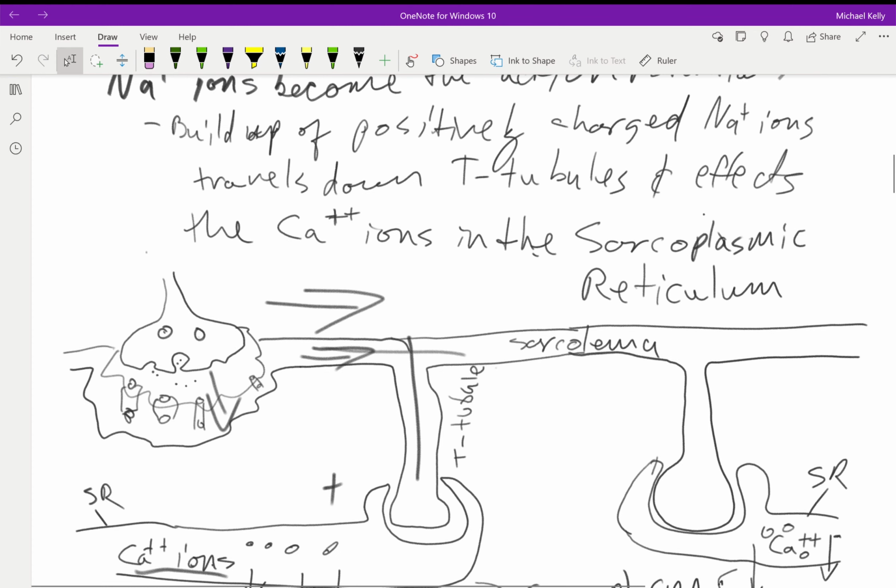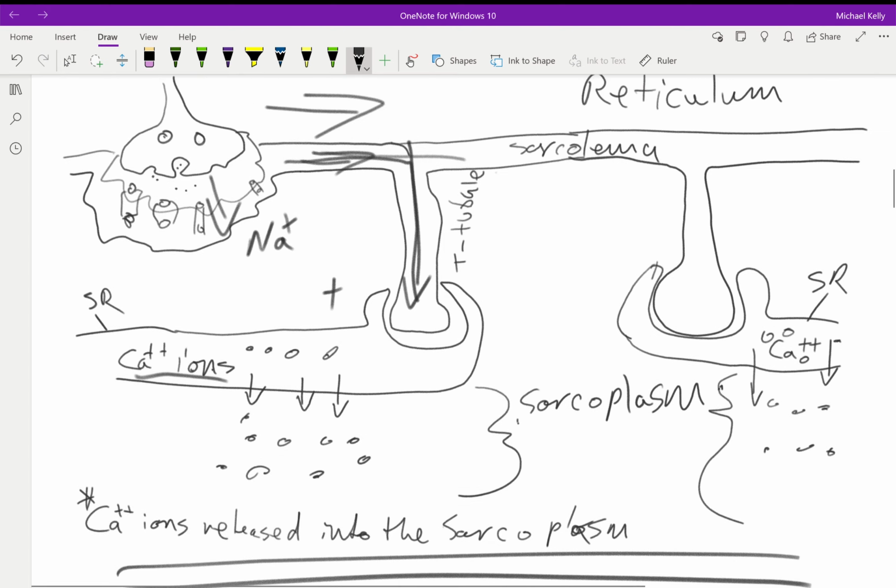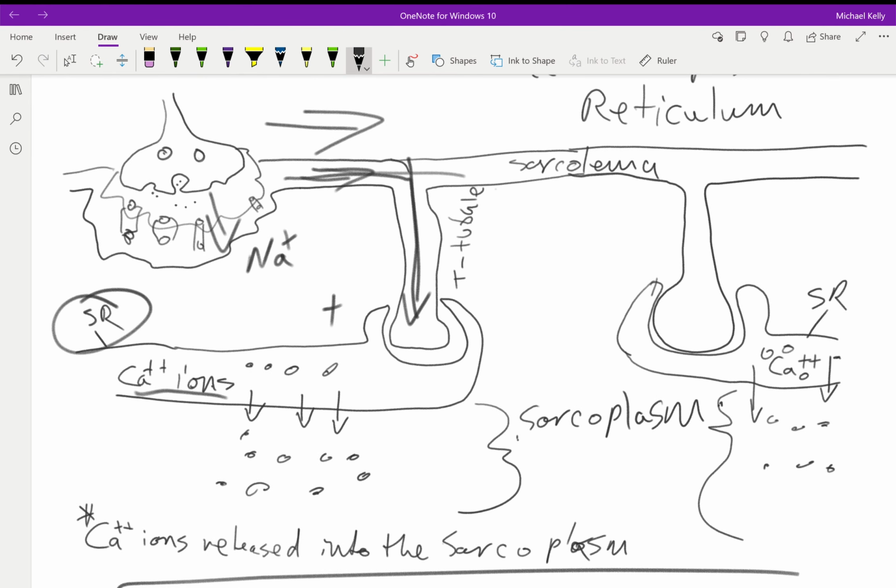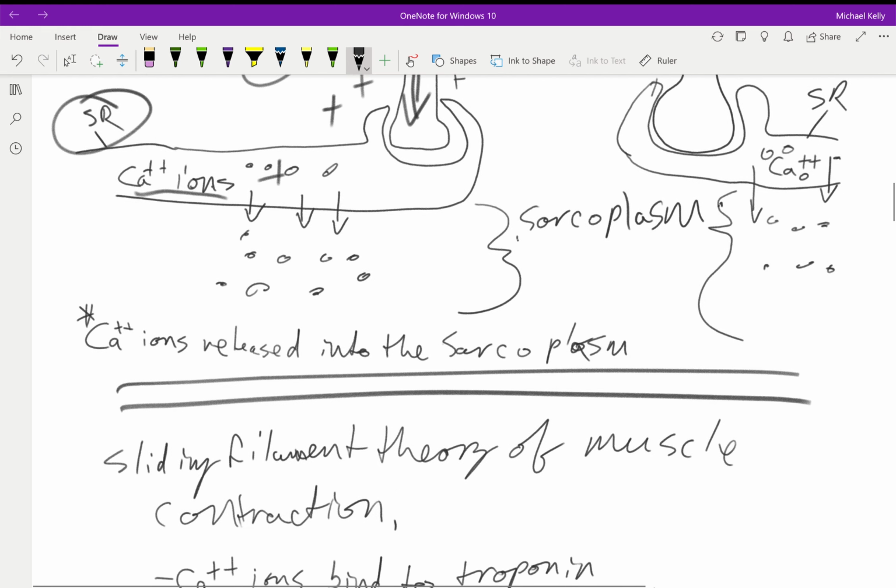Once that happens, the action potential becomes these little Na's over here. They're all positive, and they're on the sarcolemma, and they're coming down this T-tubule, and they affect here in the sarcoplasmic reticulum. And what I think is happening is we have positive calcium ions over here, we have positive sodium ions over here, and even though the book doesn't get into it, I think they go on to be next to each other.